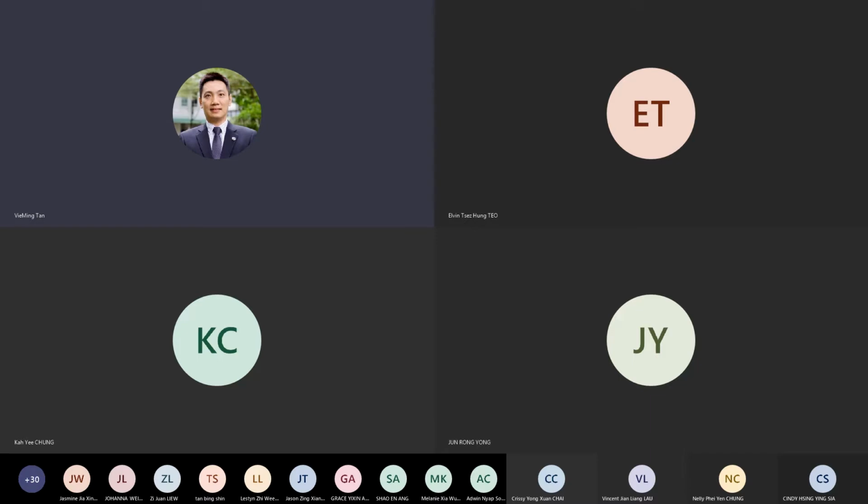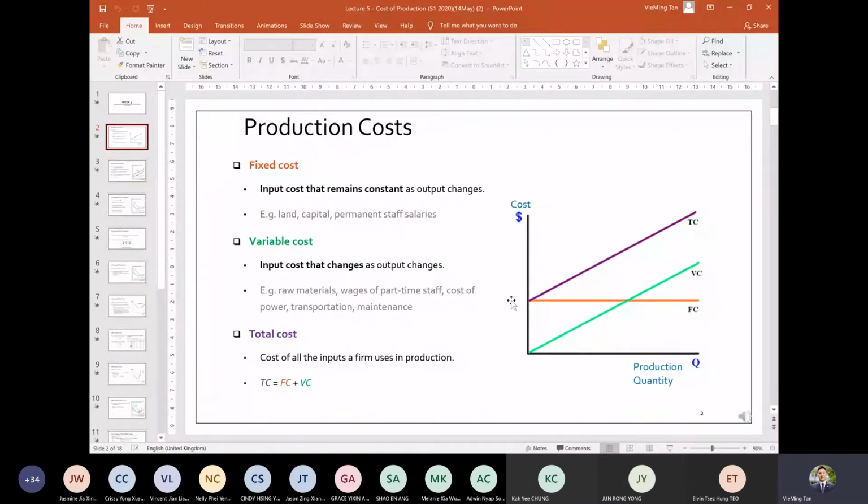Okay. This slide is from your chapter 5, production cost. So fixed cost is always horizontal. For the fixed cost curve, the x-axis is the quantity of output, or we call it quantity of production, and the y-axis is the cost, always in dollar units.